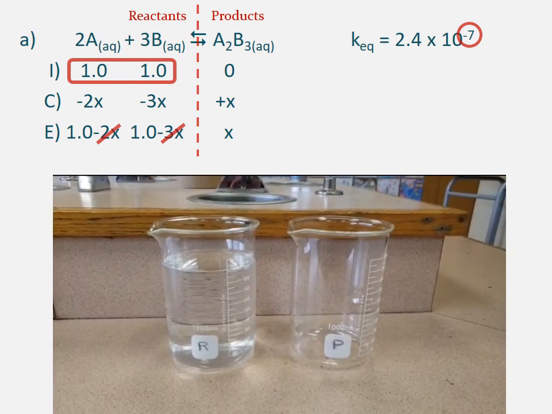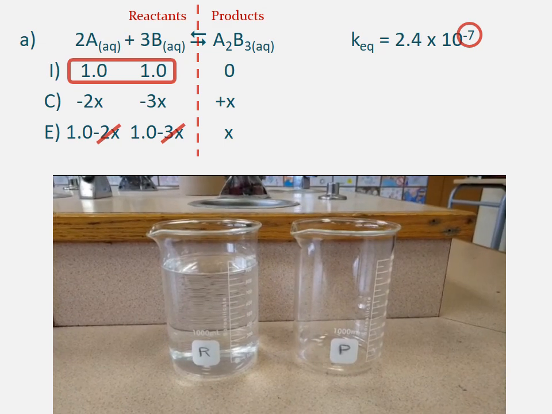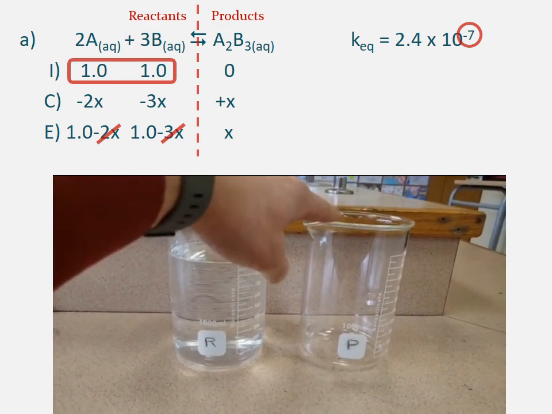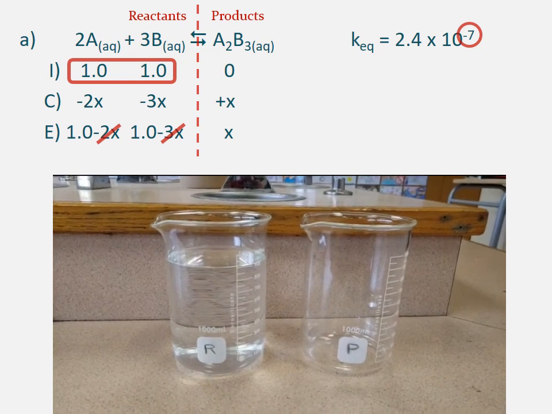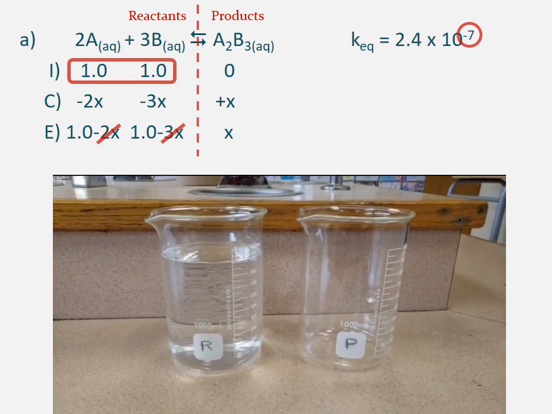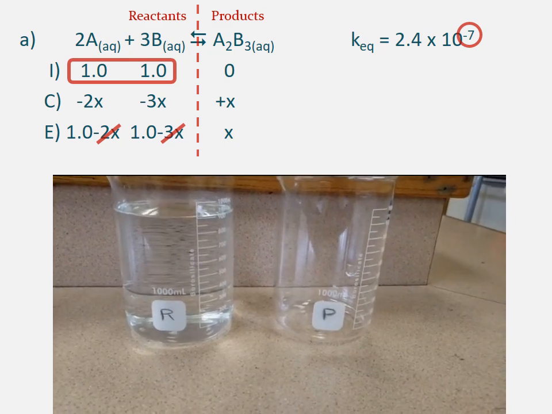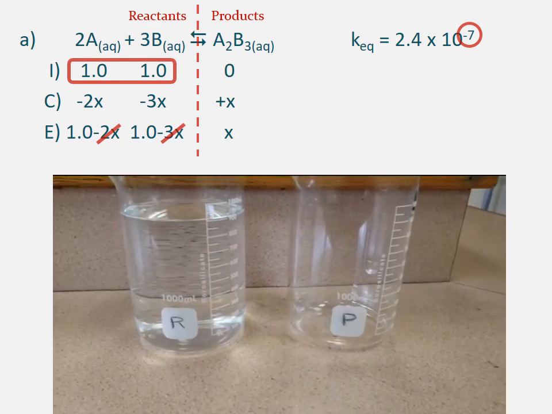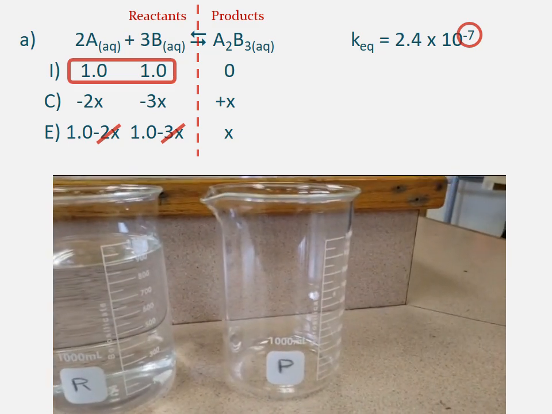All right, so this symbolizes our reactants and products. And before we start, it's all reactants and no products. And when we're in equilibrium, we see from the equilibrium constant that it strongly favors reactants. So when in equilibrium, it looks more like this. There we go. So I have almost all reactants and very few products.